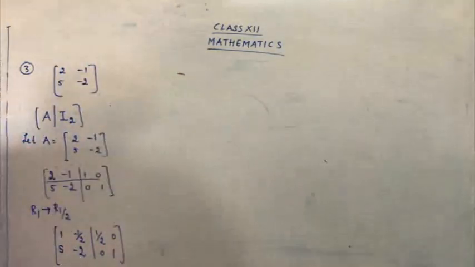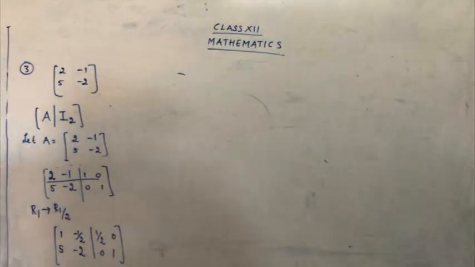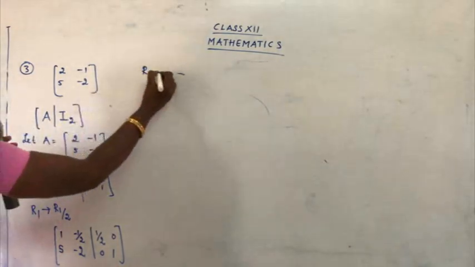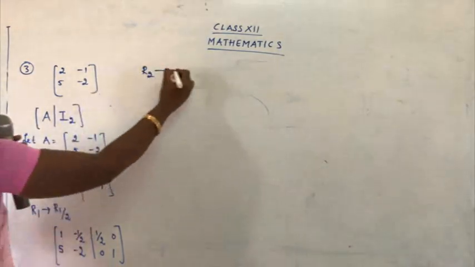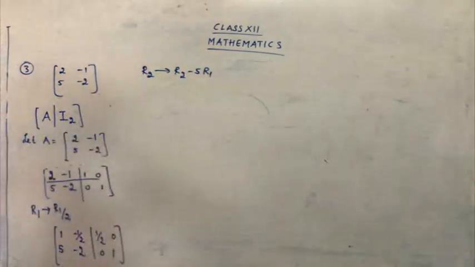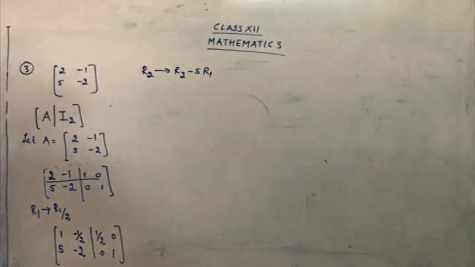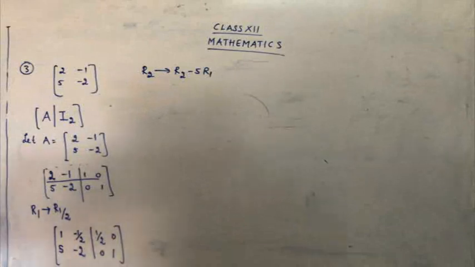Now what is the next thing? I have to change this 5 as 0. So what will be the conversion, children? Yes, so we have to change R2. So how is R2 changed? R2 changes to R2 minus 5R1. How is R2 changed? R2 is changed as R2 minus 5R1. Let's apply the changes over there. Let's apply the elementary operations.